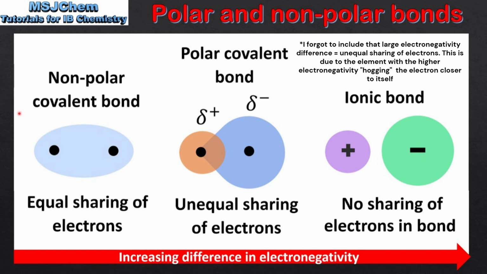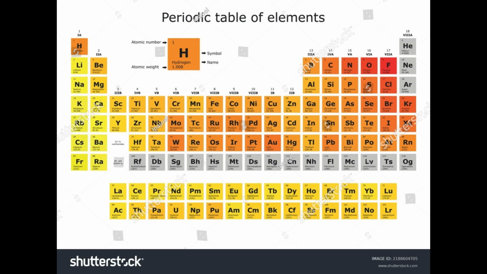So for polar covalent bonds, there's going to be a large difference in electronegativity, but not so much that it would turn it into an ionic bond, for example. So we can have things like hydrogen and fluorine and hydrogen and chlorine that would be classified as polar covalent bonds because of how big that difference is. On the other hand, we have non-polar covalent bonds, and that can be between an element and itself or something close to it, like nitrogen and oxygen.